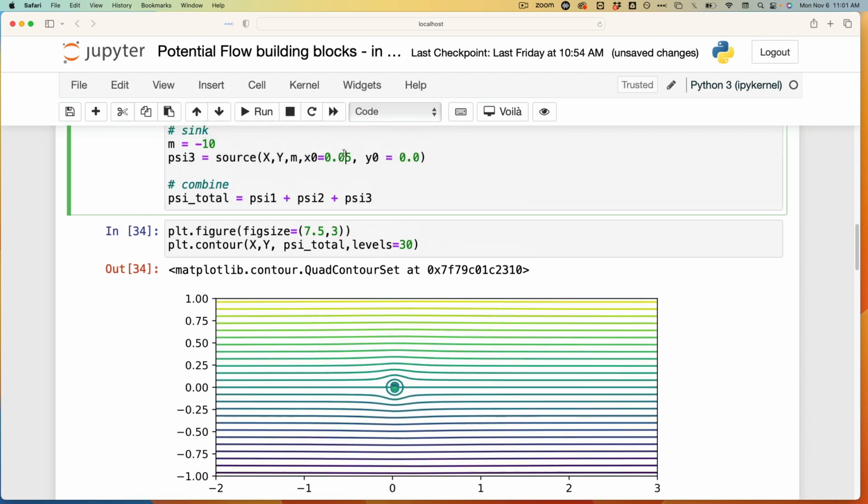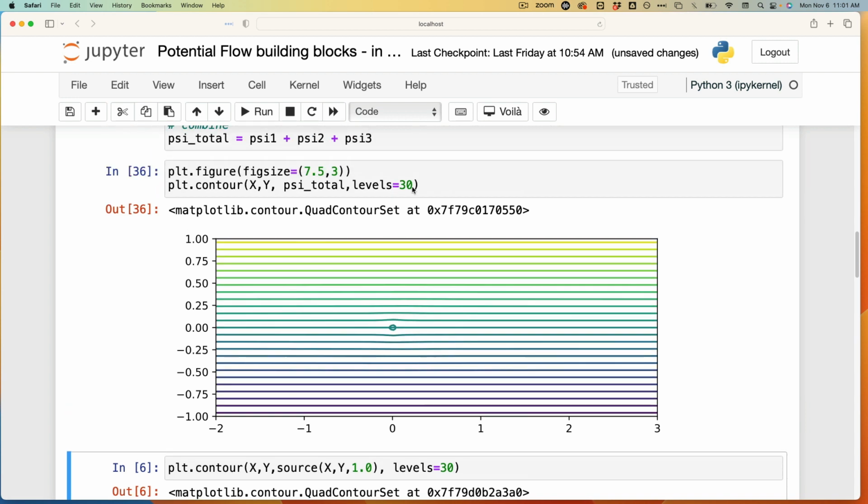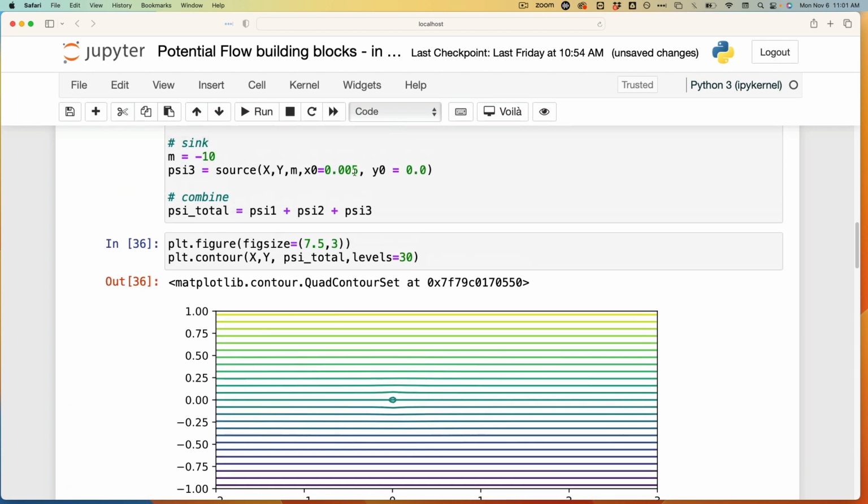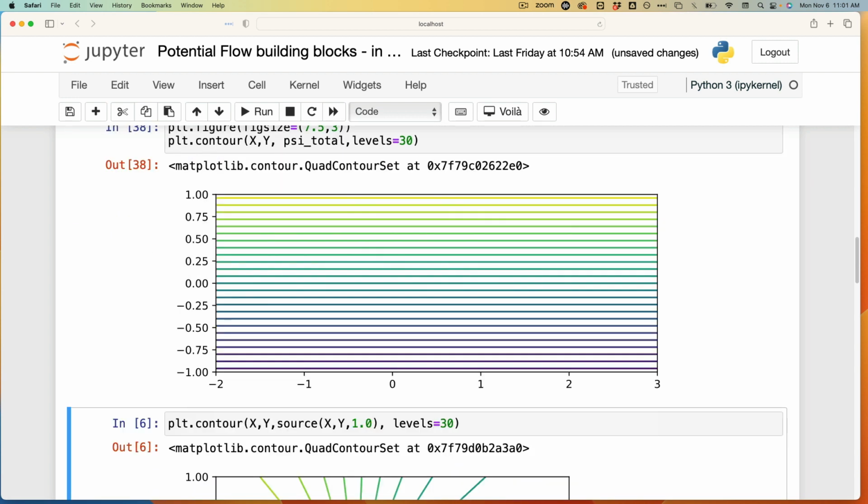Starting to disappear, right? 0.005. Look at that. And then 0. They canceled each other out. Indeed, because they are the same strength, they're going to cancel each other out. So that's not a very interesting case.